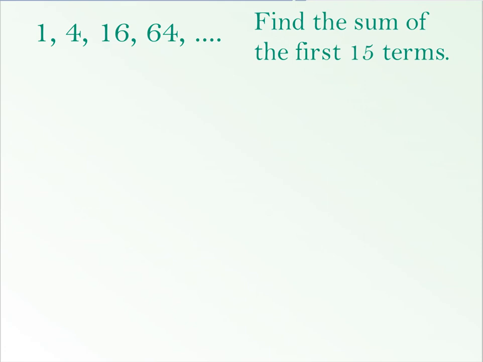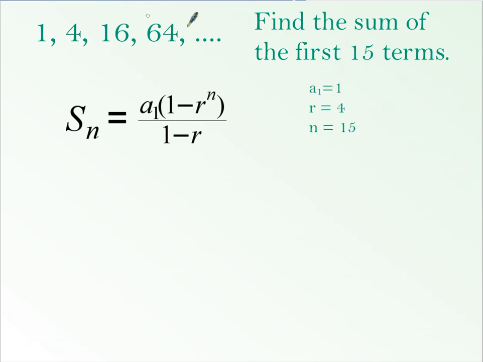So I need to identify some of our values, right? I need to know n, a sub 1, and r. Those are my missing values that I'm going to need from this sequence. So a sub 1 is 1. My common ratio is 4. And n is 15 since I want to add together the first 15 terms.